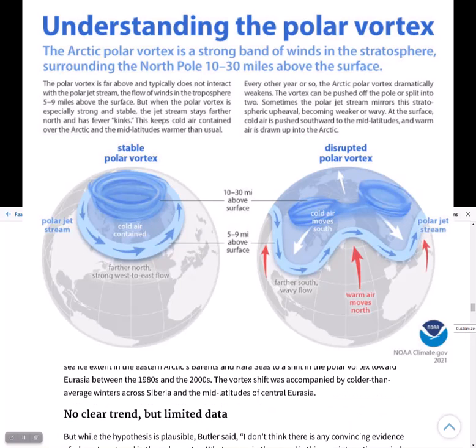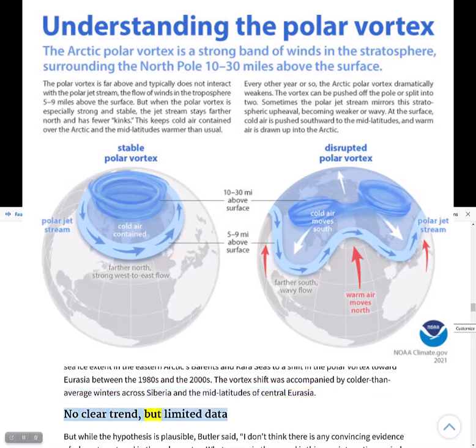Among the possibilities is that the polar vortex's preferred location may be sensitive to regional variations in sea ice cover. For example, one study linked lower than average February sea ice extent in the eastern Arctic Barents and Kara seas to a shift in the polar vortex toward Eurasia between the 1980s and the 2000s. The vortex shift was accompanied by colder than average winters across Siberia and the mid-latitudes of central Eurasia.